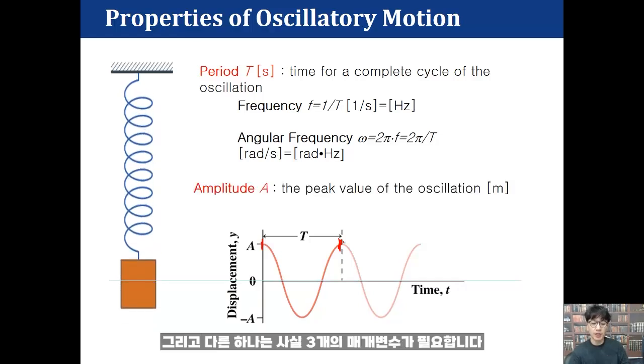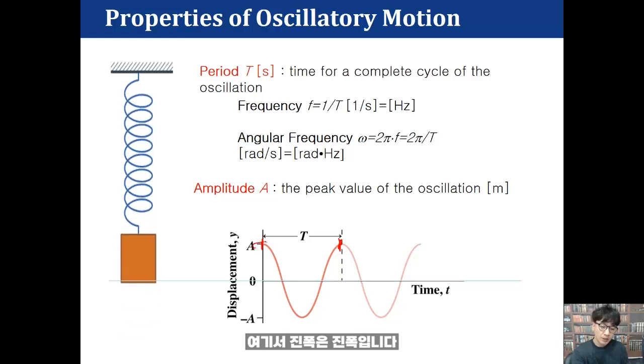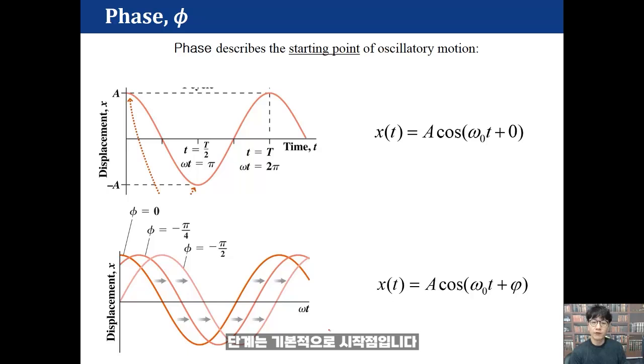Actually we need 3 parameters. Another parameter we need is amplitude. Amplitude is the maximum peak position of the oscillation. Here, this is the maximum displacement. And there is one more parameter we need to describe oscillatory motion, which is phase. Phase is basically the starting point.